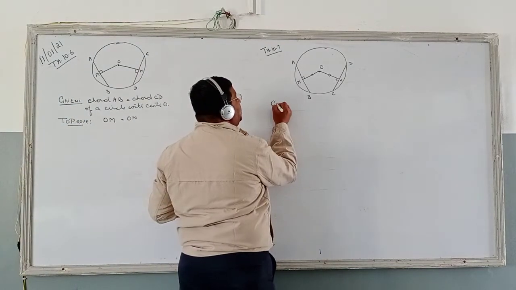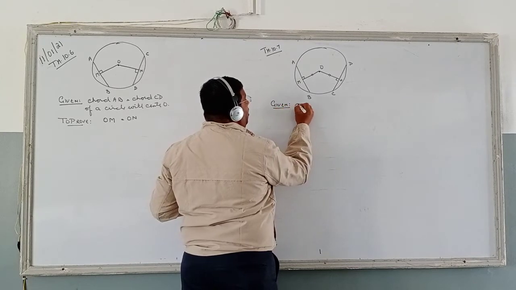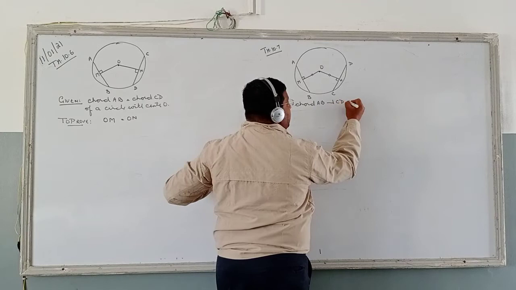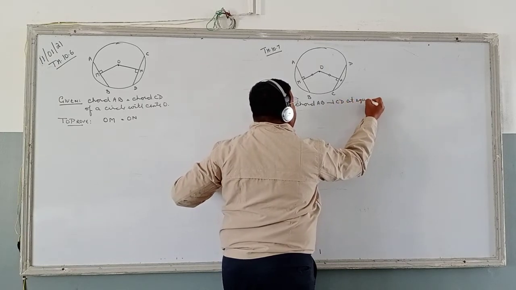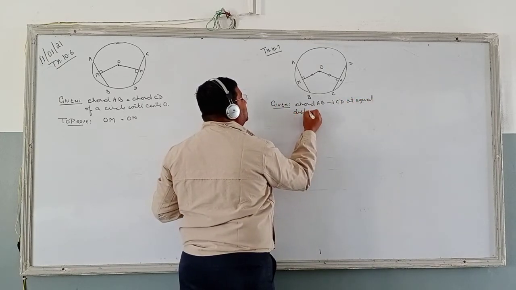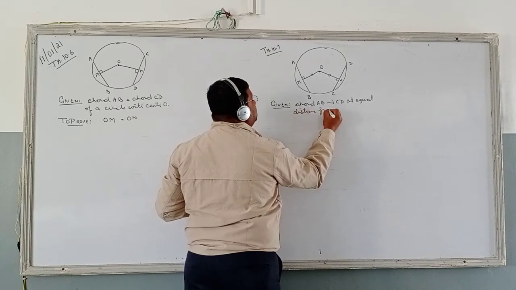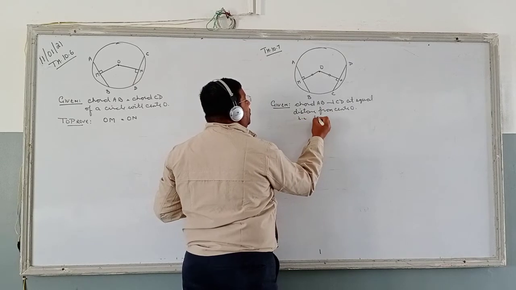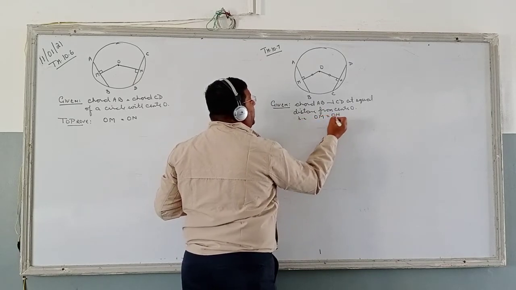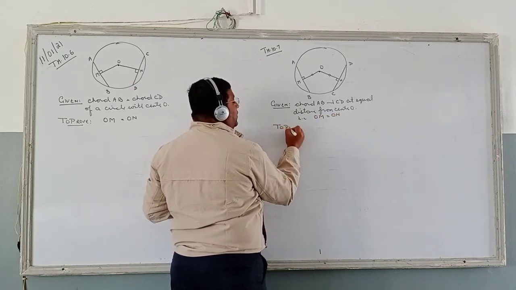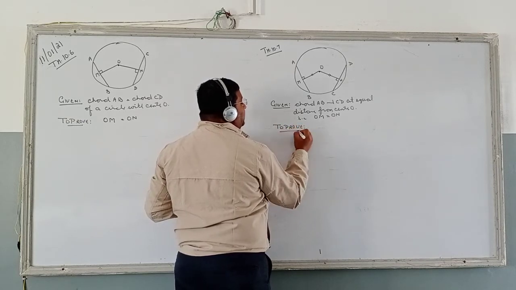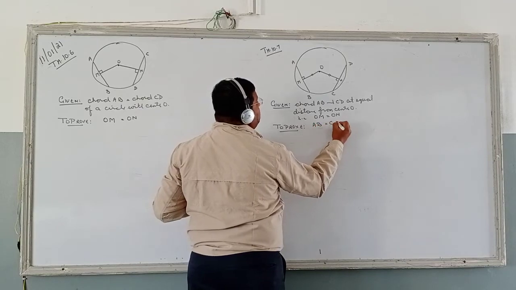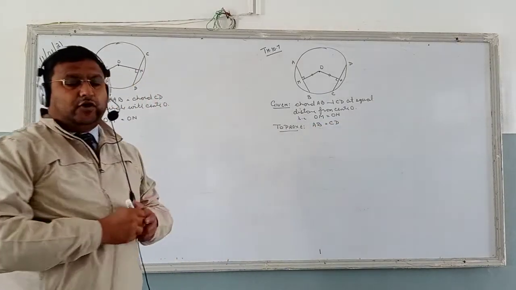So what is given to us: chords AB and CD are at equal distance from center O, that is OM equals ON. And what we have to prove is that chord AB is equal to chord CD. This is what we have to prove.